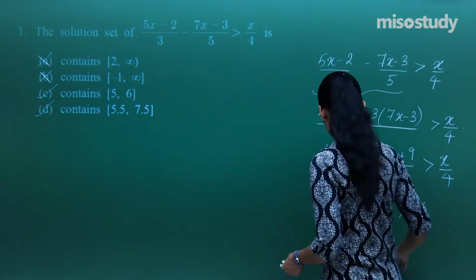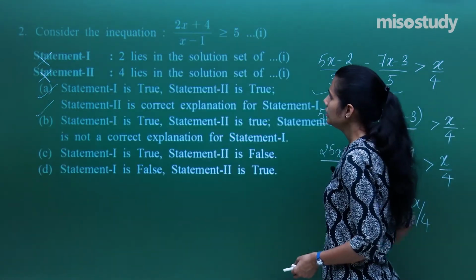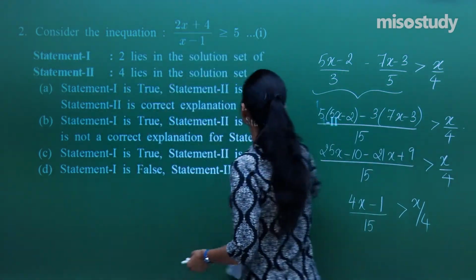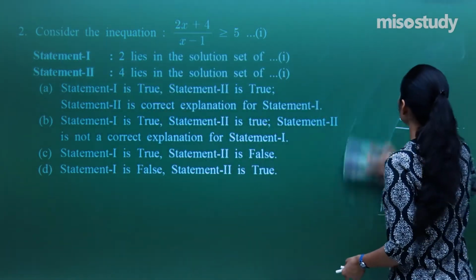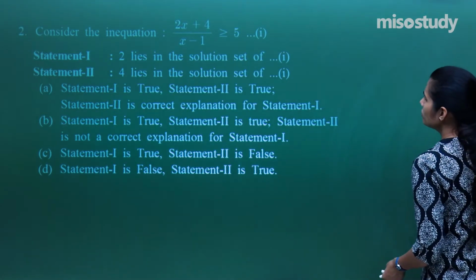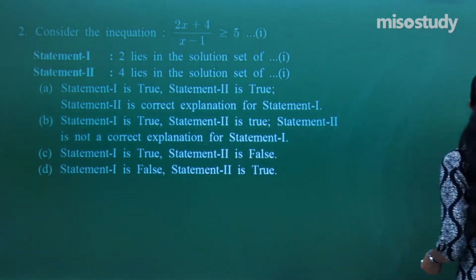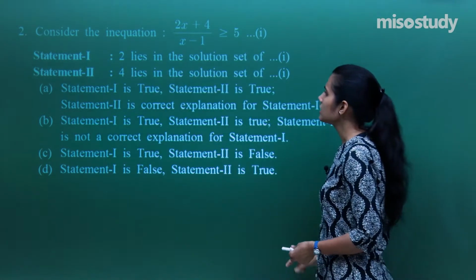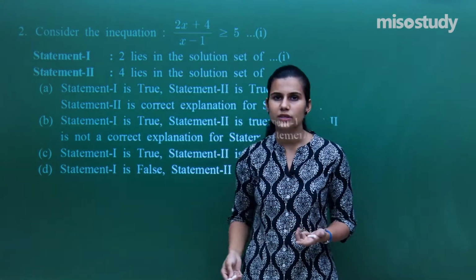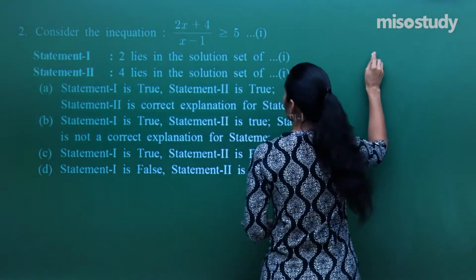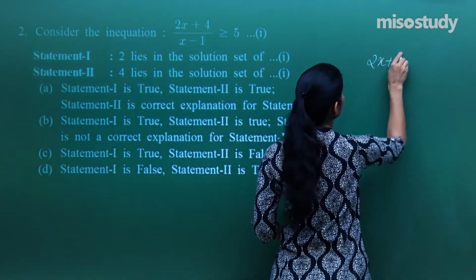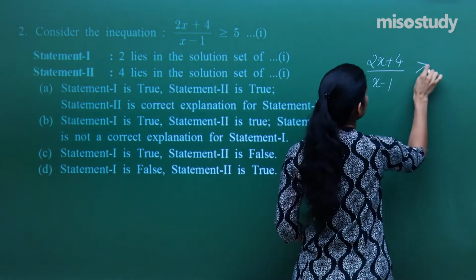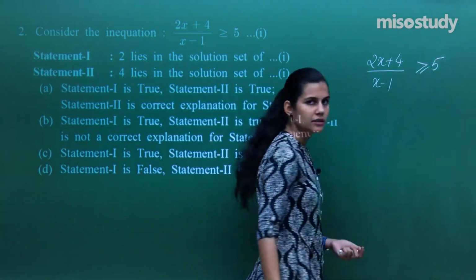Moving to the next question, let's see what we have. Consider this inequation, then there is statement 1 and statement 2. Let's first of all talk about statement 1. It says 2 is lying in the solution set of this inequation. Next says 4 lies in the solution set. So for that we basically need to first compute the solution set. I have (2x plus 4)/(x minus 1) is greater than or equal to 5.